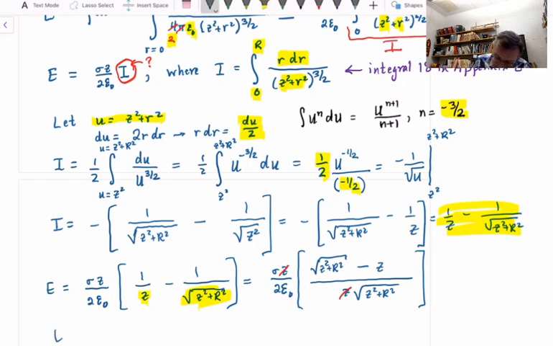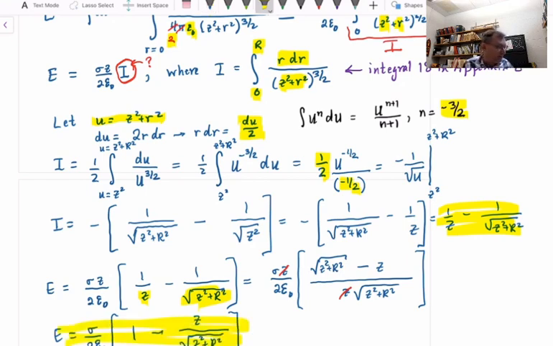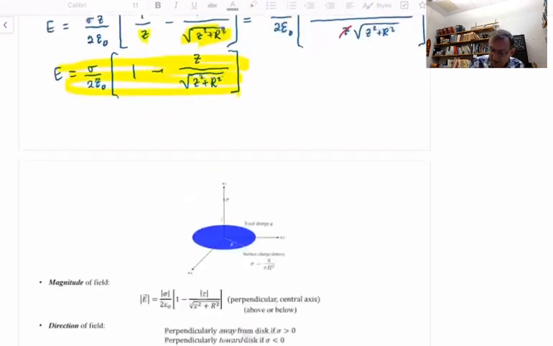And actually then, what I've got out front is sigma over 2 epsilon 0. And now what's left inside the brackets? Well, the first term is square root of z squared plus r squared over square root of z squared plus r squared. That's just 1. And then I'm left with minus z over square root of z squared plus r squared. Ta-da, that's it. That's quite interesting looking, isn't it? But that's the result. So let's summarize that with the next slide.